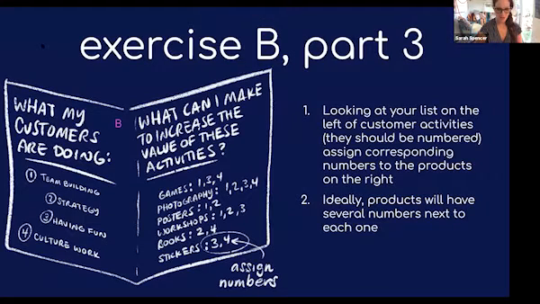So now you have worksheet B. And B is what my customers are doing and what can I make to increase the value of their activities. Now, looking at the list on your left of the customer activities, they should be numbered. Assign the corresponding numbers to the products on the right. So for instance, if you think games would be helpful, in which of those areas of what your customers are doing might you have games?